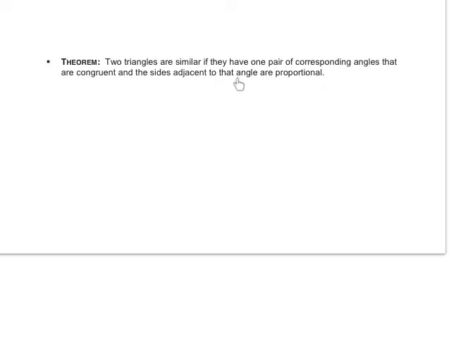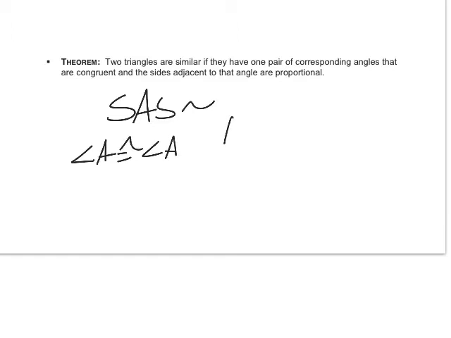2 triangles are similar if they have one pair of corresponding angles that are congruent and the sides that create that angle are proportional. And that is side angle side similarity. It's not congruence, it's similarity. So in the case that we just did, we would say angle A is congruent to angle A, and AB over AD is going to be equal to AC over AE. So the ratios are going to be the same. The side lengths, no, but the ratios that they create are going to be the same, and that's side angle side similarity.